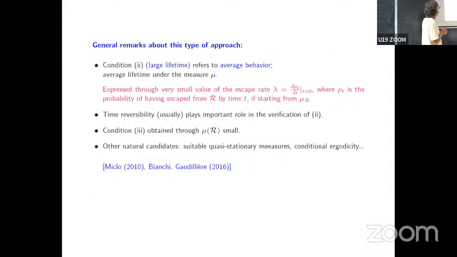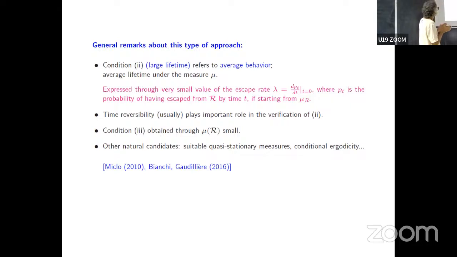Before I get to our model, there is a class of models that I want to make a few comments about. So there is this condition which says that there must be a large lifetime. Naturally, if you are thinking of an ergodic system, it's a small measure, because in equilibrium, the time to get back will be one over the measure.